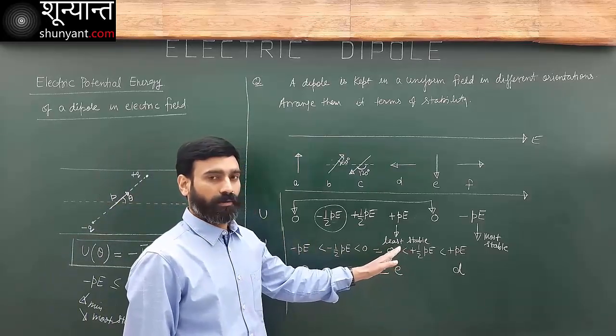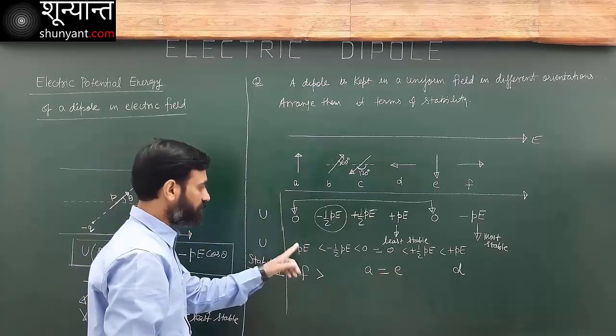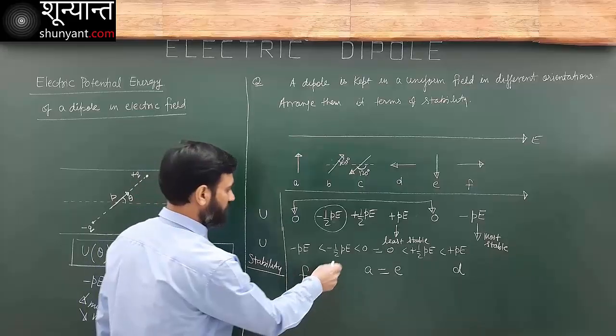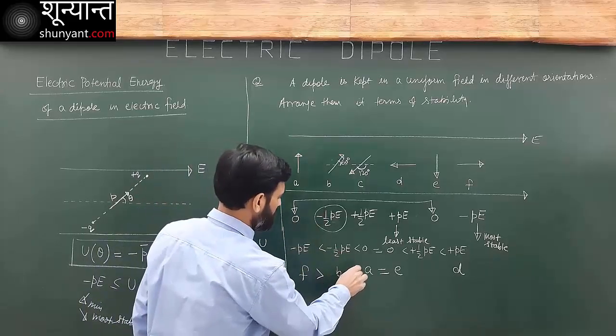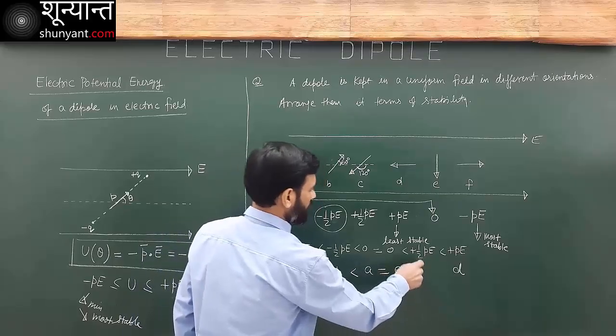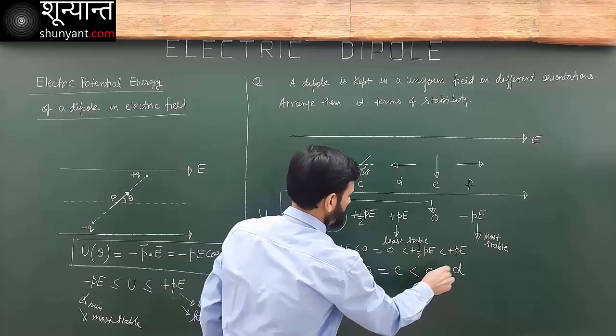Now, in terms of stability, it has to be reversed. This will become the most stable. So it goes minus half PE, which refers to this. B is less than A, and less than plus half PE, which corresponds to C. So C is less than D.